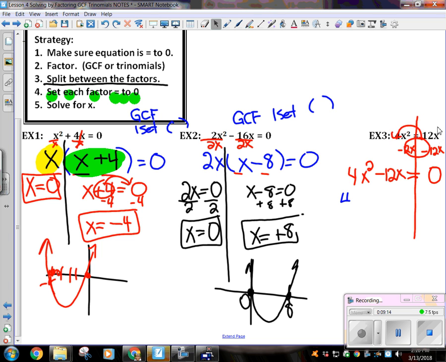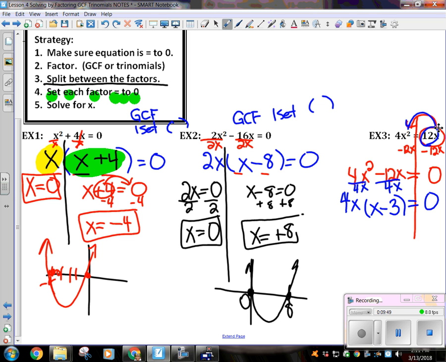When I moved 12x to the other side, it went negative. That's because I subtracted 12x from both sides, so I have 4x squared minus 12x. 4x is a common factor. They both will divide by 4, and I can take away 1x. What will I have in my parentheses if I divide out a 4 and take away 1x from each one? x, subtract 3.